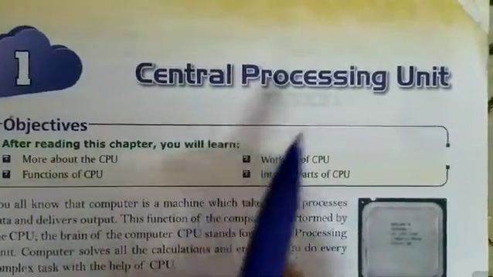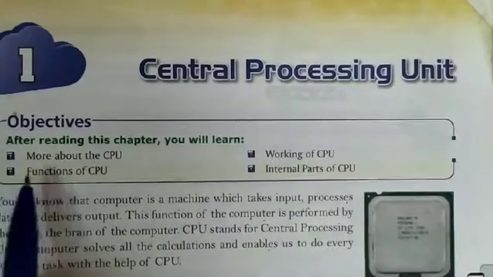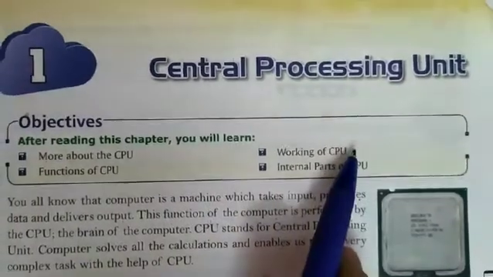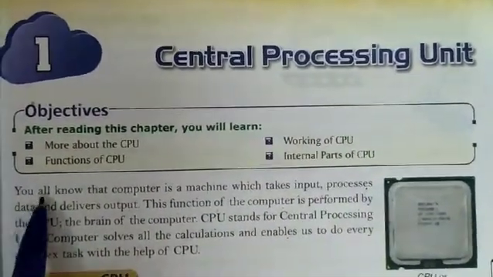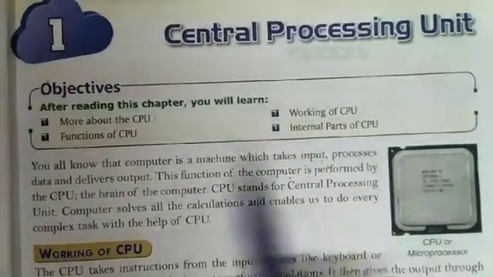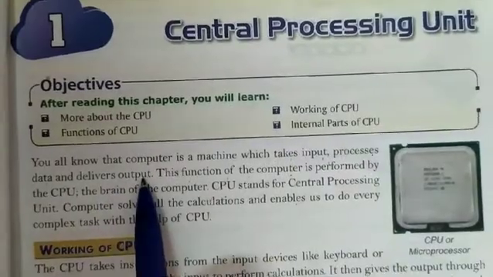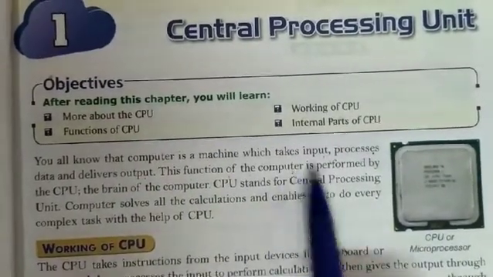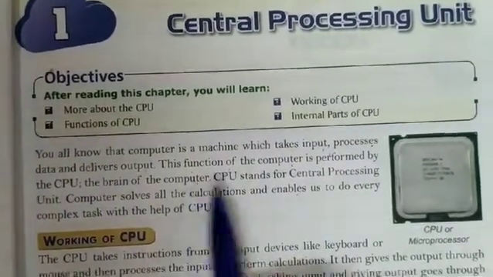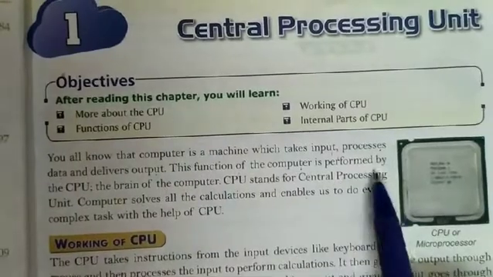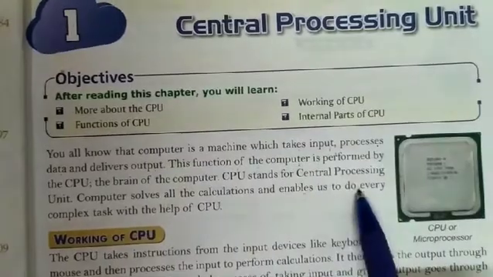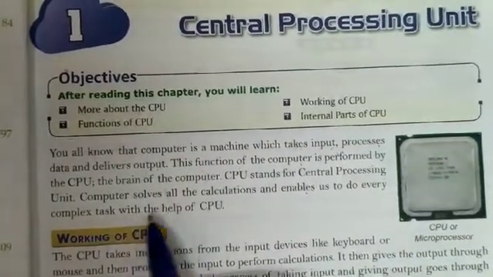Lesson number 1, Central Processing Unit. In this chapter, we will cover these topics: more about CPU, working of CPU. You all know that a computer is a machine which takes input, processes data and delivers output. This function of the computer is performed by the CPU, the brain of the computer. CPU stands for Central Processing Unit. The computer solves all the calculations and enables us to do every complex task with the help of the CPU.